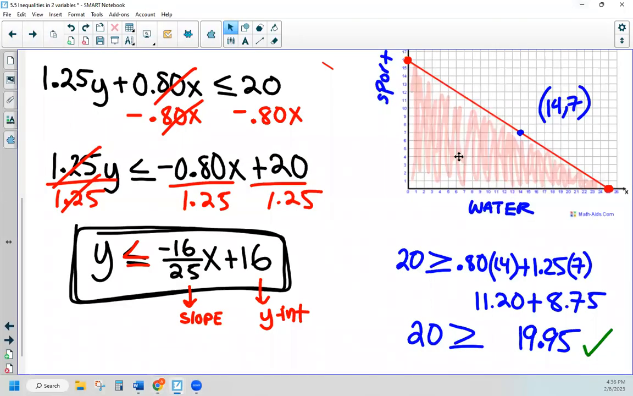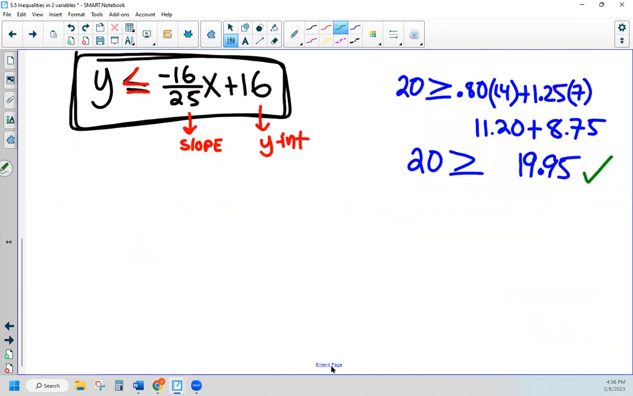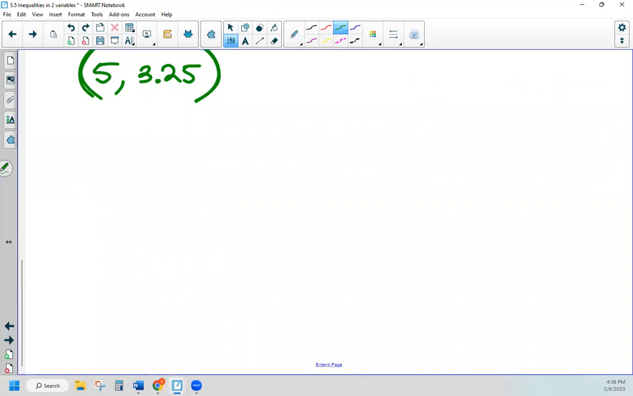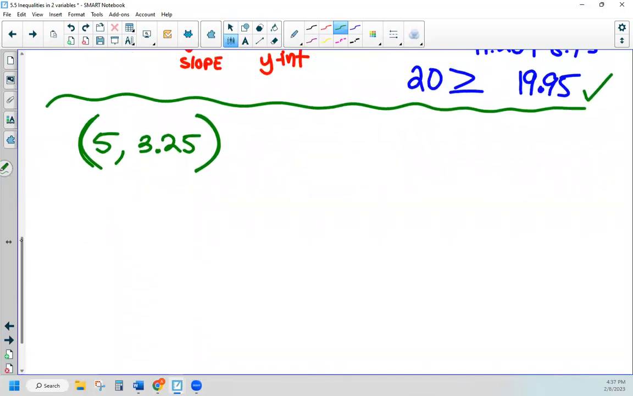Even though the shaded region is supposed to be our answer for everything here, well, let's talk about restrictions. Let's talk about things that don't make sense here. And this is a real world problem. Hopefully you know where I'm getting to. If you go back to the graph area and you look at the point 5, 3.25, is this part of the shaded region? It is. This point is part of the shaded region, but in this problem, it is not an actual solution. It is not a reasonable solution.